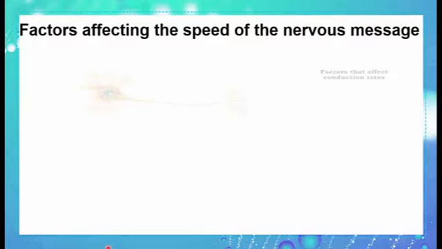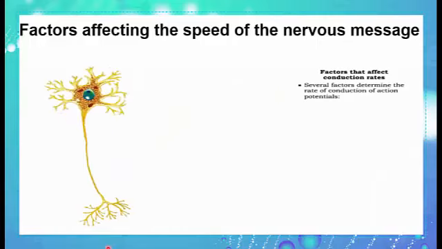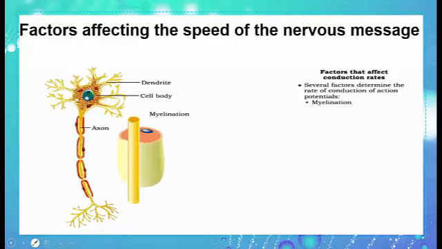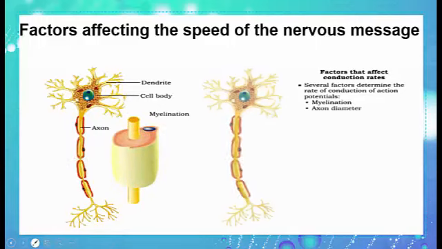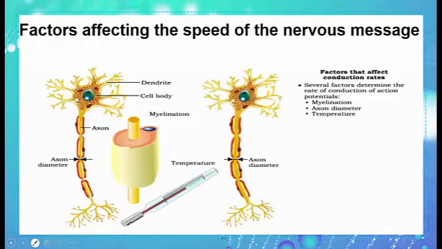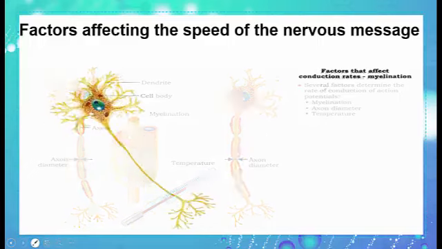Now we have to watch the following video, which talks about the 3 factors affecting the speed of propagation of the nervous messages. Myelination, axon diameter, and temperature all have an effect on the conduction rate of an electrical impulse.